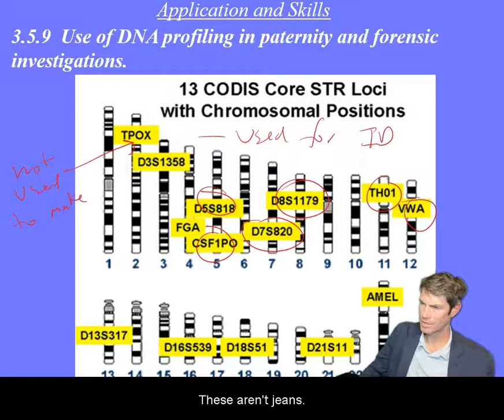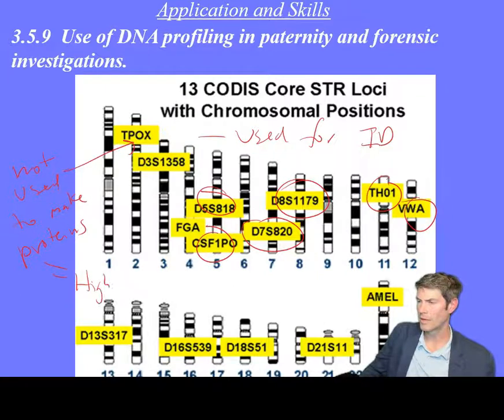These aren't genes. These are just locations that scientists have discovered are highly variable between people. People tend not to have these be the same, because they're just randomly different. Highly variable, so they're good to use to identify people.